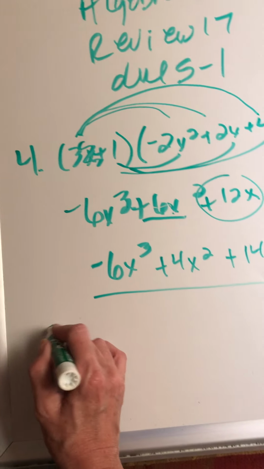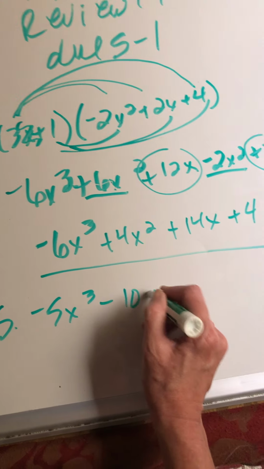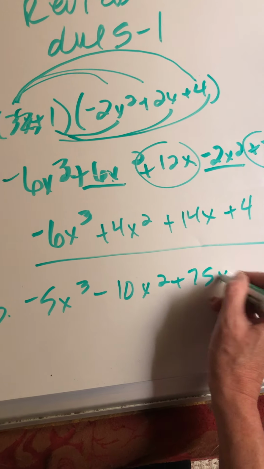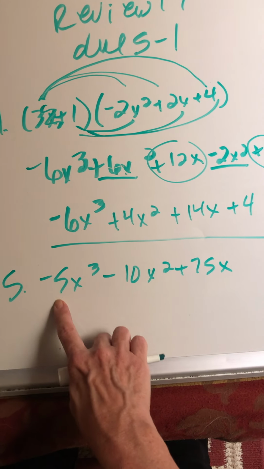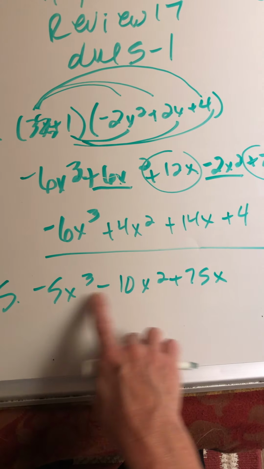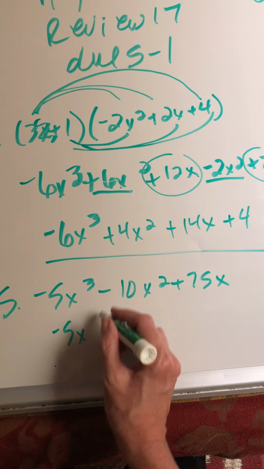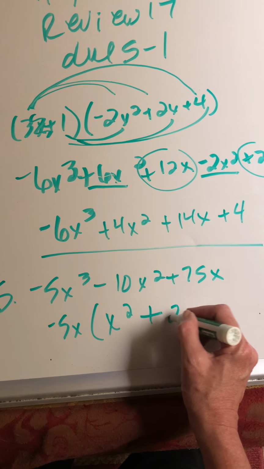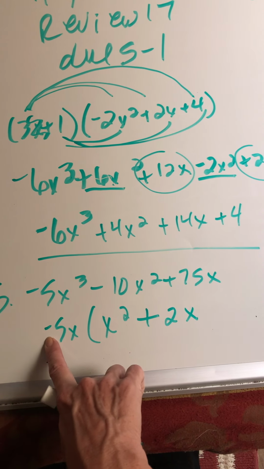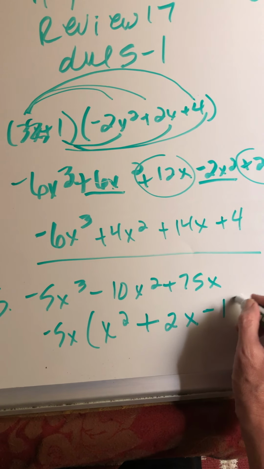Then on number 5, we're factoring again. Negative 5x cubed minus 10x squared plus 75x. So what you're going to do on this one is you're going to take that negative 5. You can take a 5 out of all of these. You can also take an x out. So you're going to take negative 5x out. That leaves x squared plus 2x, because when I take a negative out, I change the sign, minus 15.